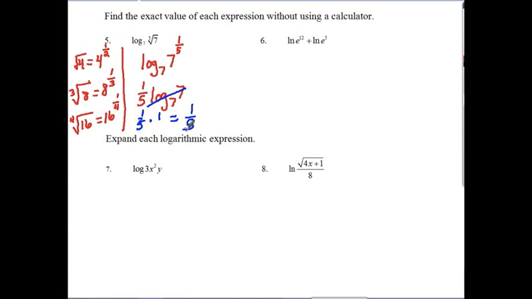Okay. Let's look at number 6. Natural log of e to the 12th plus natural log of e to the 5th. Remember from the previous page, we had the product and quotient rule. Which one turned into a plus, and that was the product rule. So we could really just change this to natural log of e to the 12th times e to the 5th, because the plus really is multiplying these guys together.